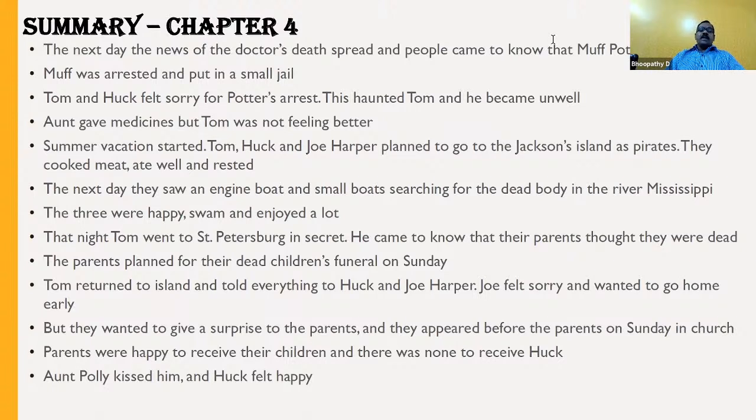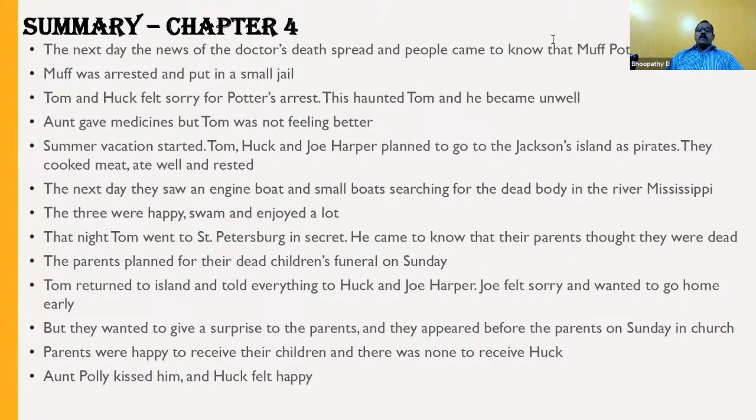So the parents were very unhappy. They were in the funeral, but suddenly when the boys appeared before them, the parents of Tom and Joe Harper happily received the two children. But there was no one to receive our Huckleberry Finn because he had no mother and his father was a drunkard. But Tom asked Aunt Polly to receive him, to kiss him. Aunt Polly hugged and kissed him. Huck felt very happy. So this is the end of chapter 4.